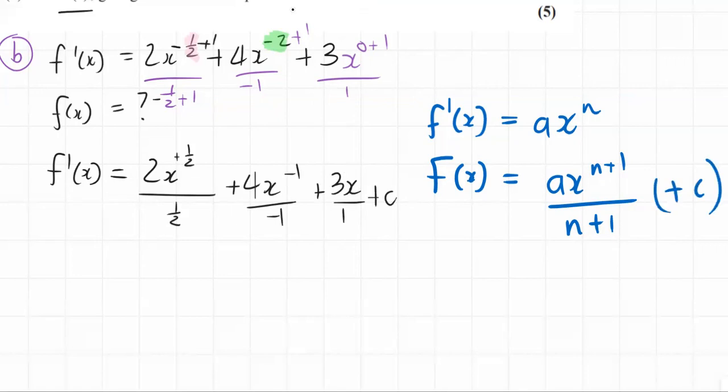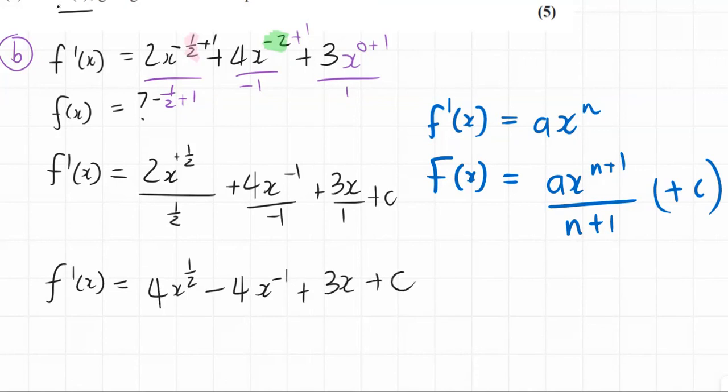Good. Let's make this look a little bit better. And then we need to solve for that unknown c because it wanted the actual value. So f of x, simplify this. Well, something divided by a half is times by 2. So 2 times 4 is 4. 4x to the power of plus a half. Okay, then minus something divided by negative 1 is just negative 4. And plus 3x plus c.